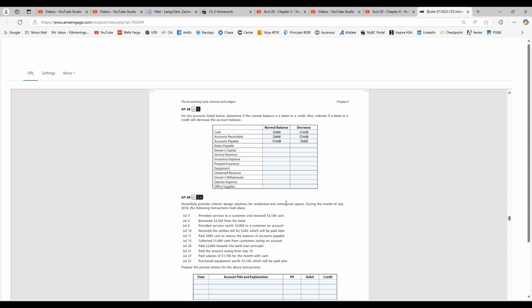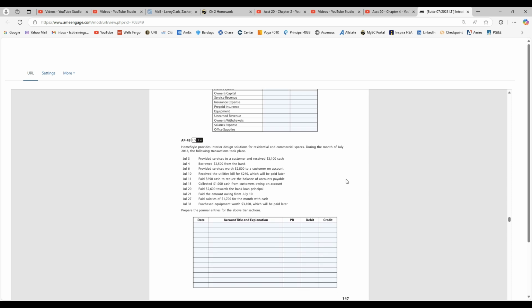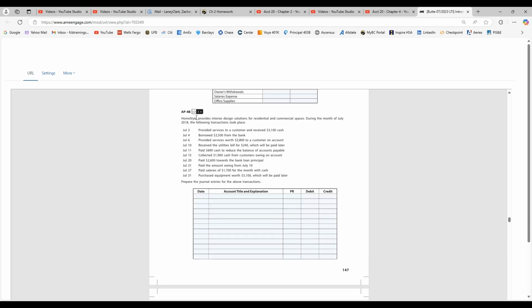So I'll let you use the reference materials and the text and other sources to go through and fill the rest of these out. It's not really too involved, but I thought this was a good problem to get you to practice your memorization to some extent and just knowing where normal balance is and understanding debits and credits for both those accounts.